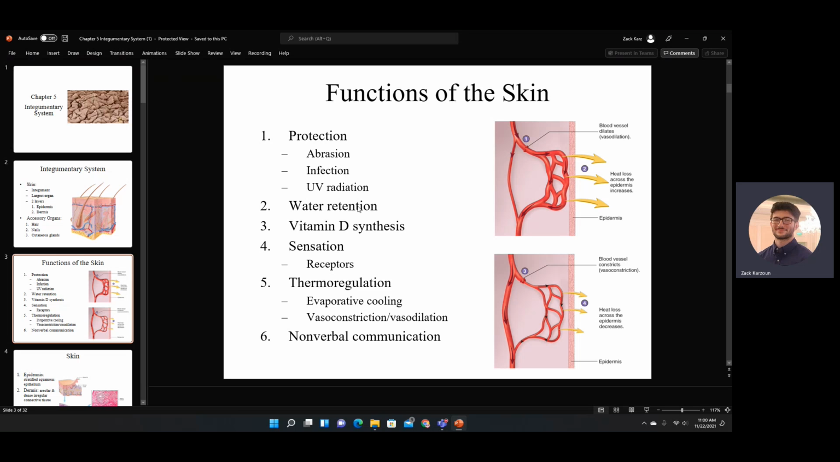It's not just UV radiation. You can also have X-rays, right? X-rays, probably gamma rays.